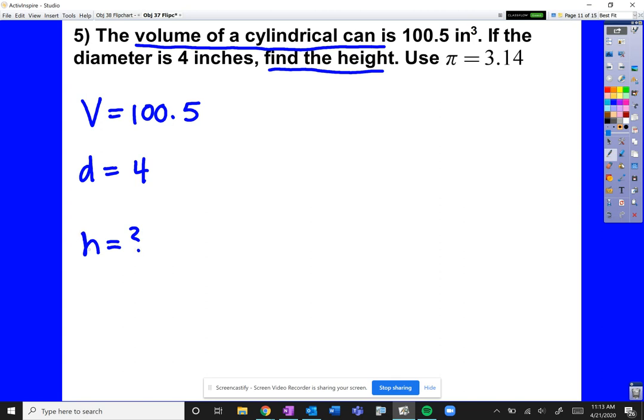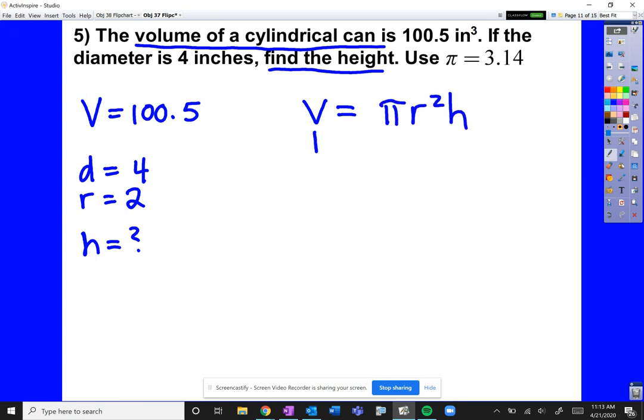So we know what we have. We have the volume is 100.5, the diameter is 4. The thing is, guys, we know the formula doesn't use diameter, so we know we're going to have to use the radius as 2, and we go find the height. So let's use our formula.